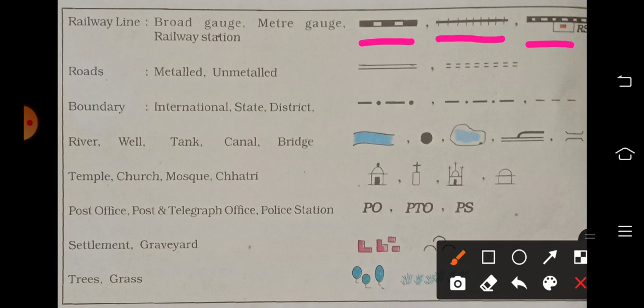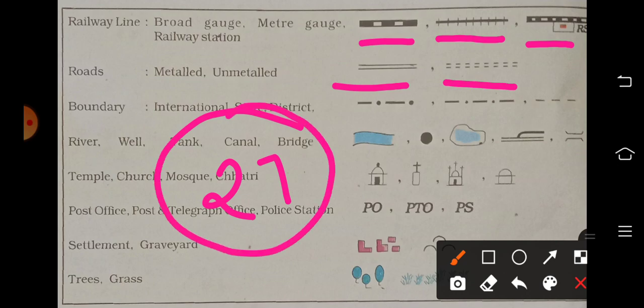Then roads are given here. Two types of roads, metalled and unmetalled road. Then with the help of these symbols we can identify the places, the institutions or the features of a place very easily from a map. Is it clear? So here is one activity given to you, page number 27. You have to find out the places on a map. That map represents a very small area, that is Sundarpur village and its surrounding areas. So you are given an activity there.